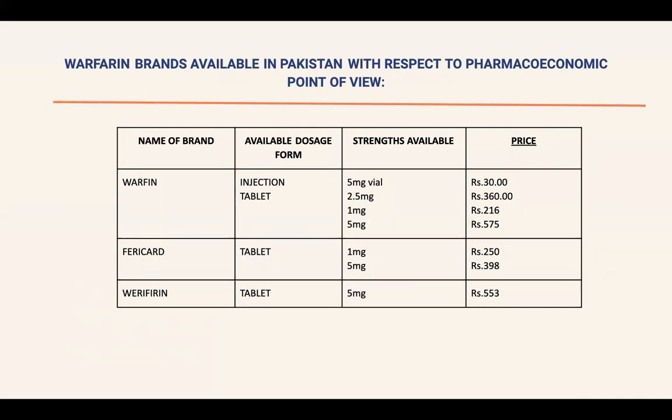Warfarin brands available in Pakistan, with respect to the pharmacoeconomic point of view. Other than these, there are also some other brands available in Pakistan, but the most commonly used are Warfarin, which is available as an injection and as a tablet. A 5 mg vial is present in parenteral form, while 2.5 mg, 1 mg, and 5 mg tablets are present in tablet form. Similarly, Ferricard tablet is present in 1 mg and 5 mg doses. Warfarin is available as a 5 mg tablet.